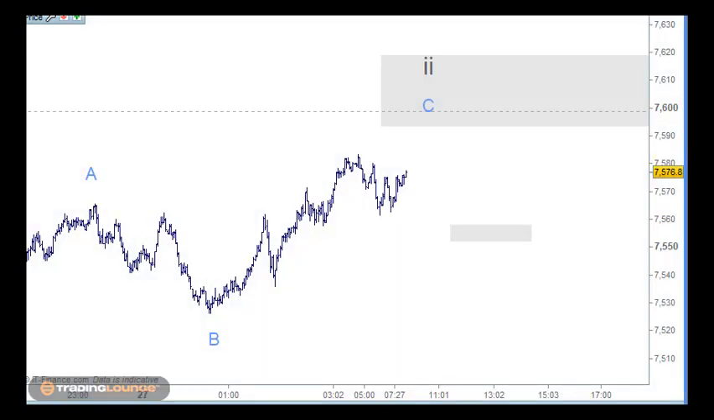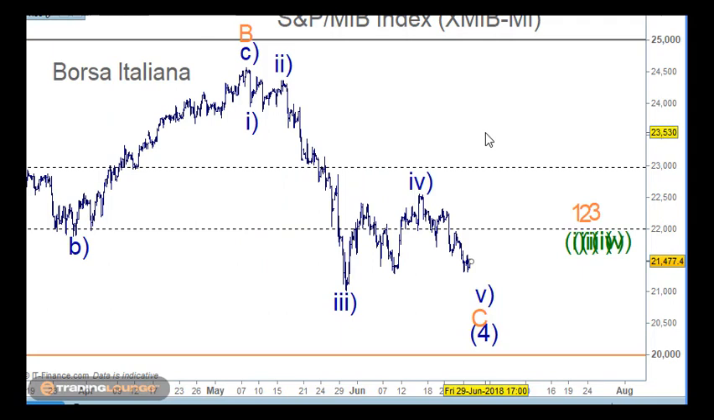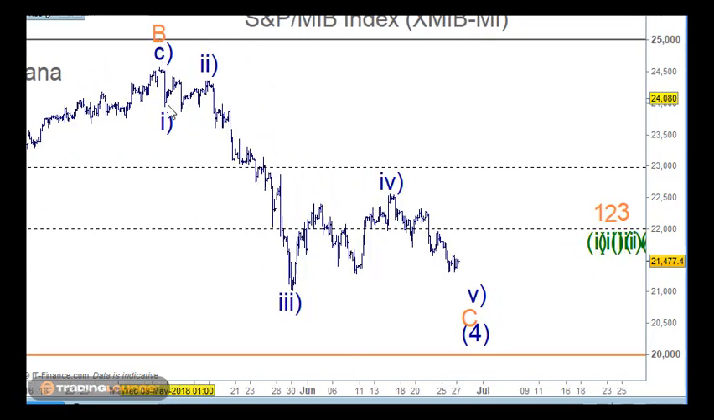Okay, so the last one is the MIB. So this is a 4-hour chart here. So you know that from the top of wave B here, we've been looking at 1 and 2 and 3 here, an A and a B and a C for wave 4. And then from the 22,500, we were looking for it to move down. So that's what we're looking for it to move. Hopefully it can move lower than wave 3 here to help us out with that.